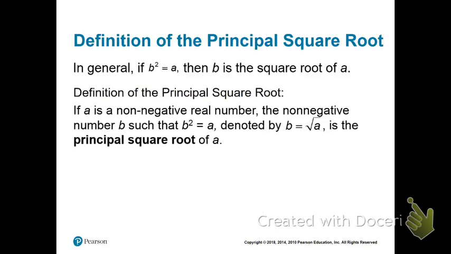Alright, so the definition of the principal square root. It says in general, if b squared is equal to a, then b will be the square root of a. The definition says a is a non-negative real number. The non-negative number b such that b squared equals a, denoted by b equals the square root of a, is the principal square root of a. So what it's saying is when we're talking about the principal square root, we're going to look at the positive answer.